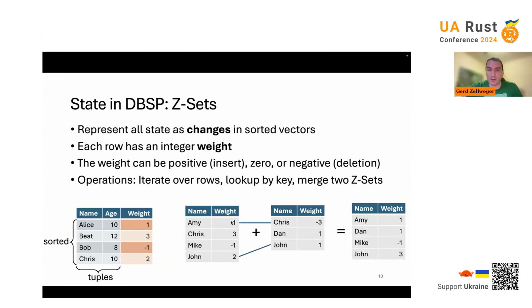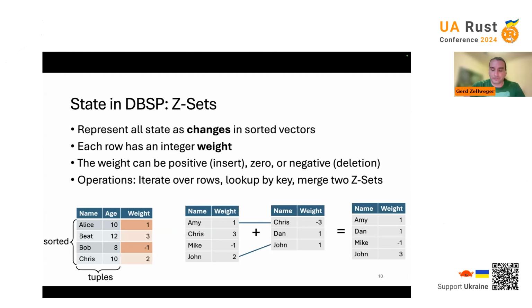We're taking AME1, and it's not in the other C-set, so it just gets outputted as AME1 in the new C-set. Chris is interesting because it appears in both C-sets. If I sum those weights, +3 and -3 is 0, so they cancel each other out, and I can delete it in the resulting new C-set. Mike -1 is only in one C-set, so I can just move it over. John 2 and John 1 appear in both, so again I sum up the weights and add a John 3 in the new C-set. So that's the merging operation.